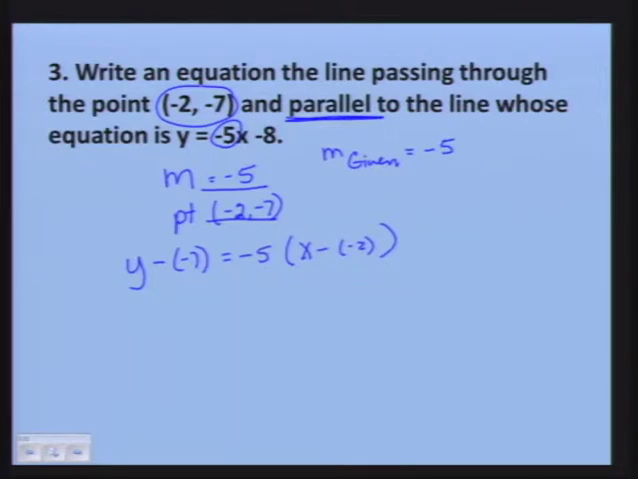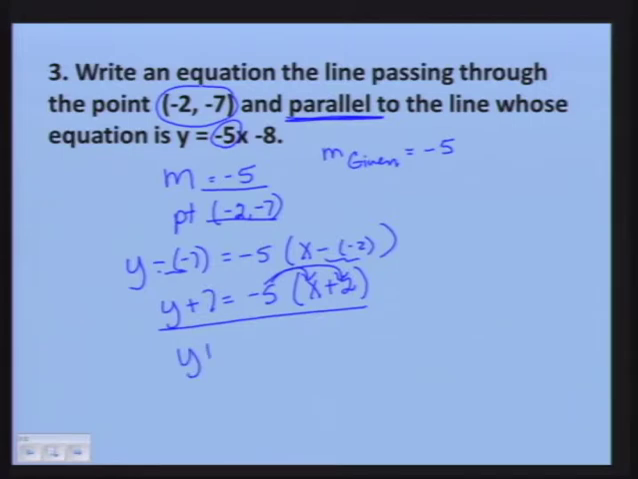Again, some of those double negative things here. So let's simplify that. And we have y plus 7 equals -5 times the quantity x plus 2. And that is our point-slope form. But usually we see our lines solved for y, so let's continue on. I'm going to use the distributive property to simplify the right-hand side. So y plus 7 equals -5x minus 10. Don't forget that that's a negative there.